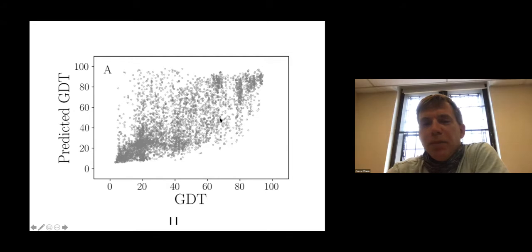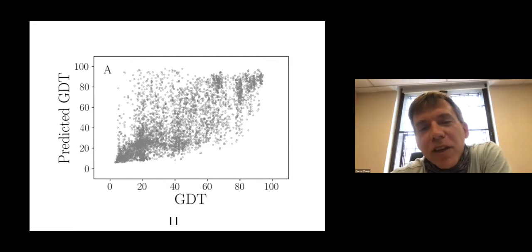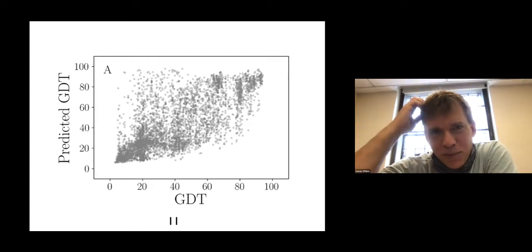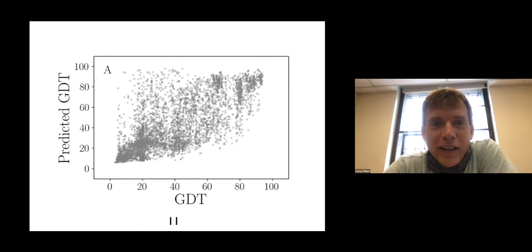We're currently working on this and trying to understand why the classifiers were fooled. One big problem that's still out there is it's still really hard to predict which amino acids will be in the core. So, sorry.